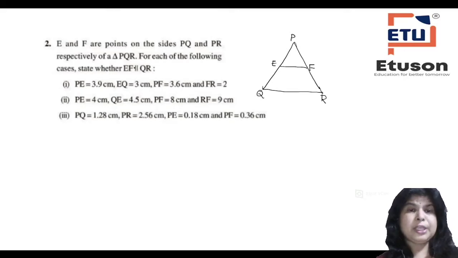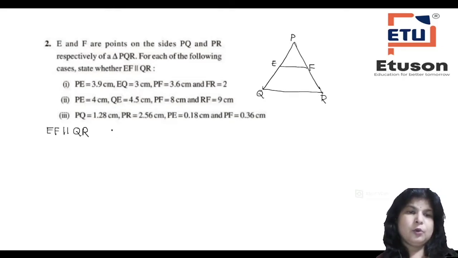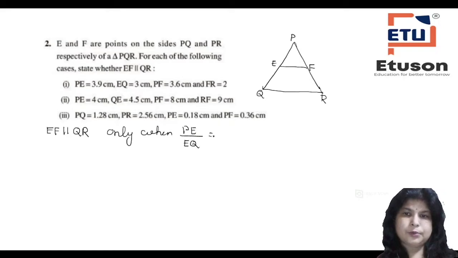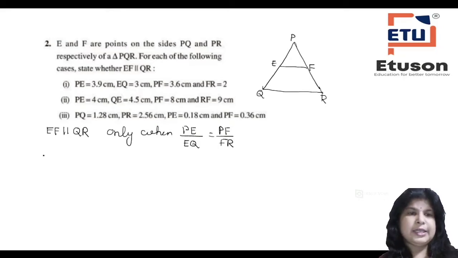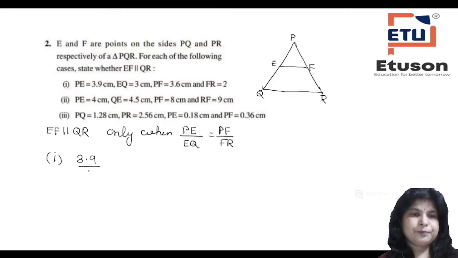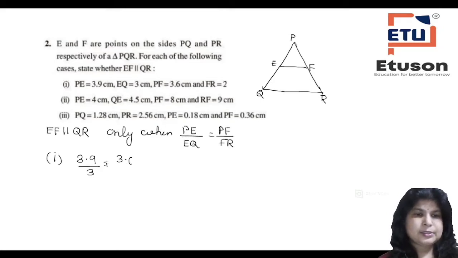So EF is parallel to QR. Let us write this down. EF will be parallel to QR only when PE by EQ is equal to PF by FR. So in each case we need to check it. So bit 1, PE is 3.9, EQ is 3, PF is 3.6. So we don't know.